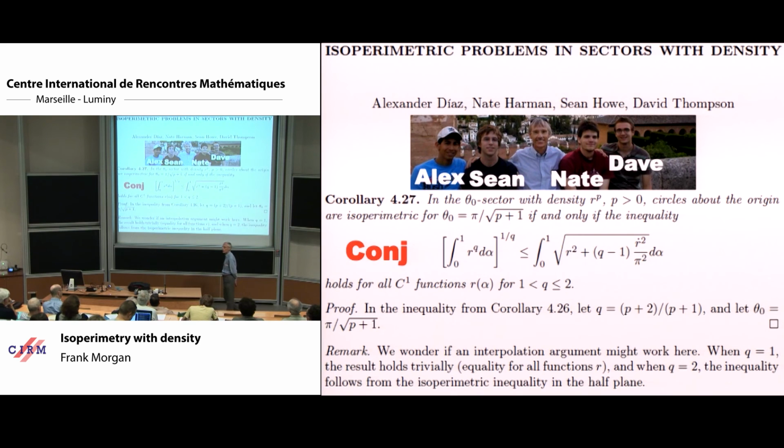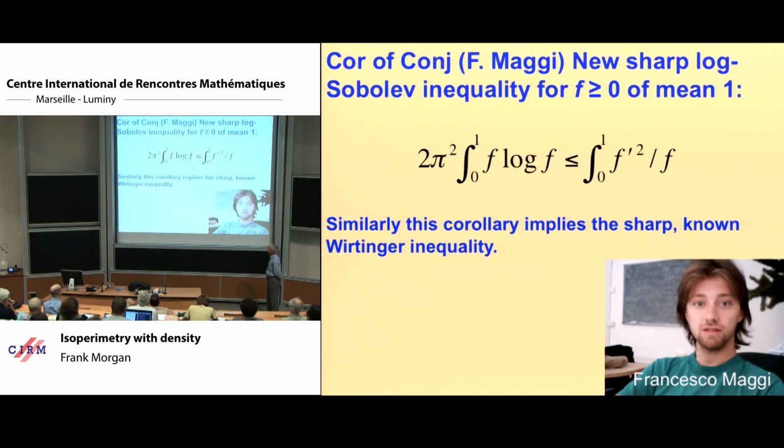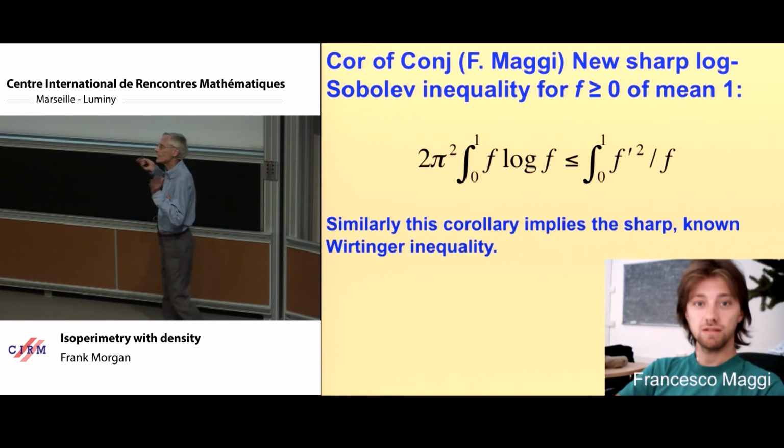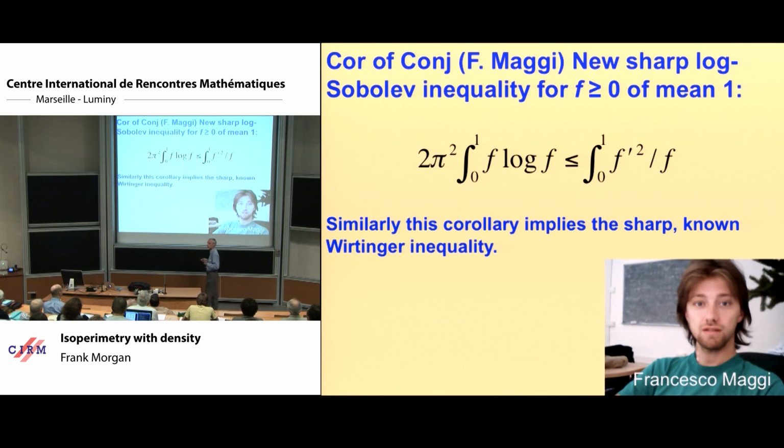We couldn't see how to do it, so we talked to all the experts we could find, and none of them had any ideas, until finally Francesco Maggi noticed that that inequality implies, just by looking at the derivative as q changes at one endpoint, this new sharp log Sobolev inequality, in which he's the expert. And he said, I've never seen this before, but I know this is true, and I'll send you the proof.